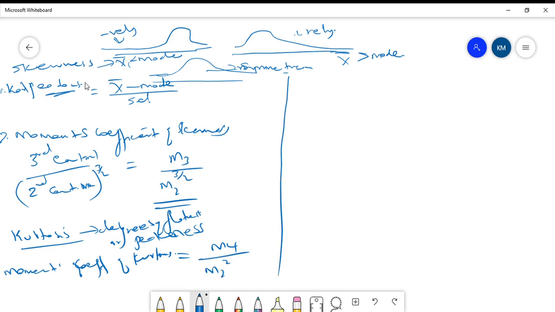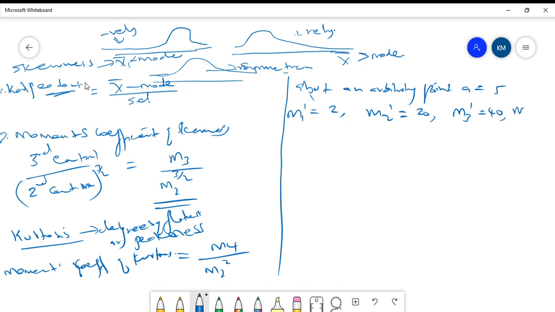So we can look at a simple example here. Suppose in this example we are given the first 4 moments about an arbitrary point, which is equal to 5. The moments are given as: m1 prime is 2, m2 prime is 20, m3 prime is 40, and m4 prime is 50.